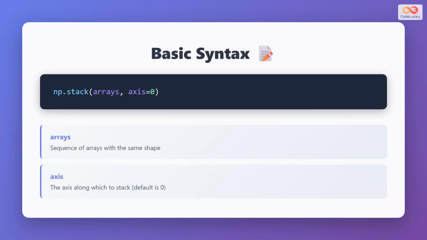The basic syntax of np.stack takes two main parameters. The first parameter is arrays, which is a sequence of arrays that all must have the same shape. The second parameter is axis, which specifies the axis along which to stack the arrays. The default value for axis is 0. Understanding these parameters is crucial for controlling how your arrays are stacked together.